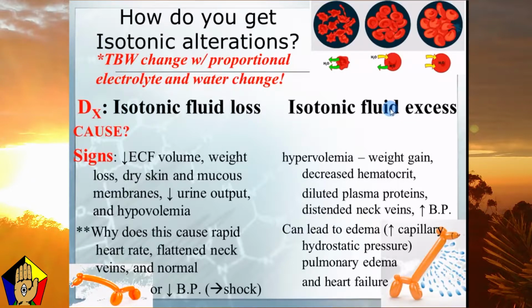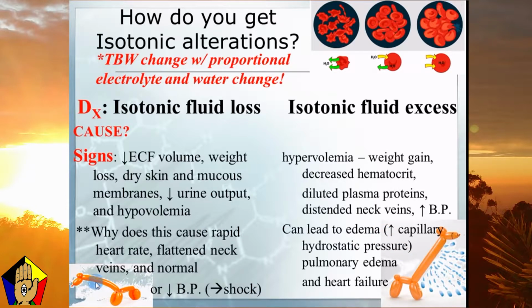So if you have like a tumor on the adrenal gland that's releasing too much aldosterone, that too much aldosterone makes you retain salt. Too much cortisol makes you retain water, causing isotonic fluid excess. Right? This usually leads to things like edema. So here you had hypovolume, here you have too much volume, and that volume starts leaking out.